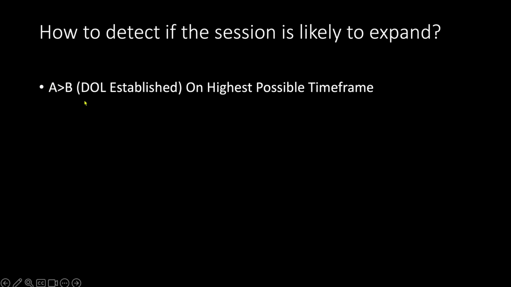First of all, we must know point A to point B, meaning we must have established a draw on liquidity on the highest possible time frame, relative, of course, to the time frame that we're going to trade. There must be low resistance between A to B, meaning that there's a likelihood for the market to immediately just expand towards a price level that we're interested in.